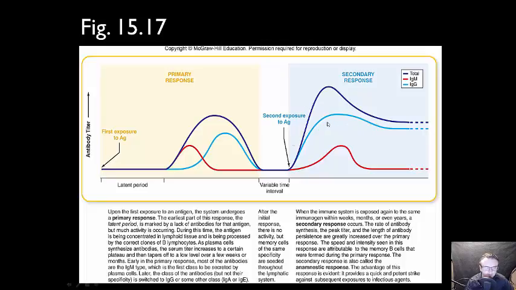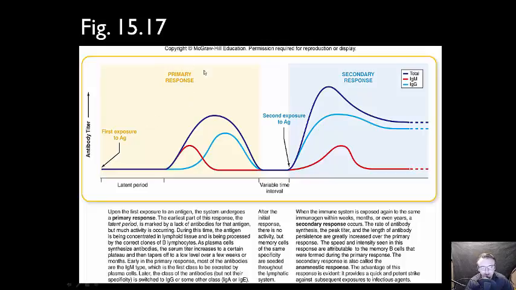As we'll look here at the very end, a booster shot, or a vaccine, is an artificial way of triggering the body into a response. And a booster shot is essentially the equivalent of a secondary exposure. So your first vaccine that you get is your primary response. And sometimes that's all you need.